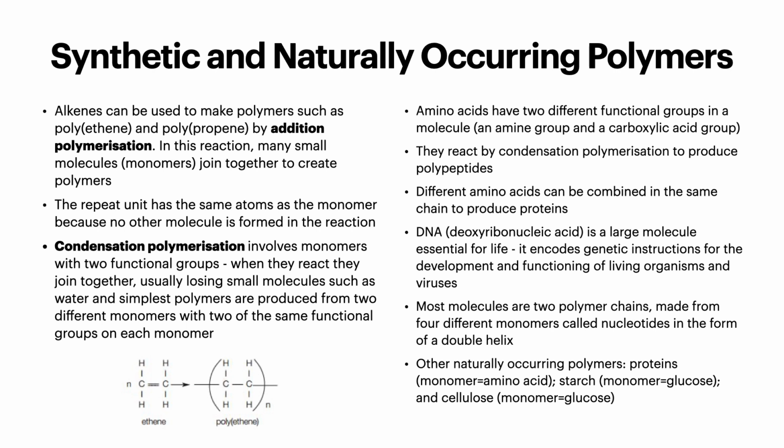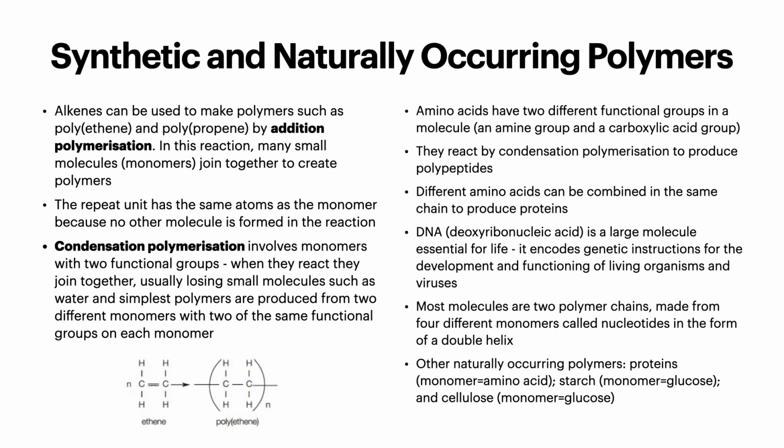These have two different functional groups in a molecule, an amine group and a carboxylic acid group. They react by condensation polymerization to form polypeptides. Different amino acids can be combined in the same chain to produce proteins. Then another natural polymer is DNA.